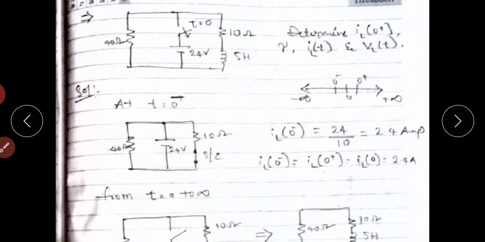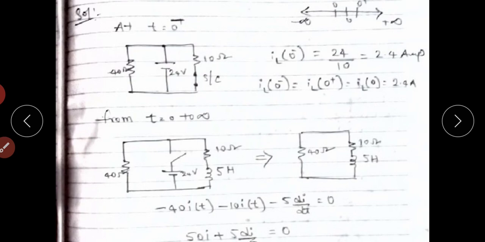So find IL of 0 minus, the inductor current value. The 10 ohm current equals the inductor current. Here 24 volts is connected across the 10 ohms, since these two elements are connected in parallel. So IL of 0 minus equals 24 by 10, voltage by resistance, which equals 2.4 amperes. So the inductor initial current IL of 0 minus equals IL of 0 plus equals IL of 0, which equals 2.4 amperes. First one, IL of 0 plus is 2.4 amperes.